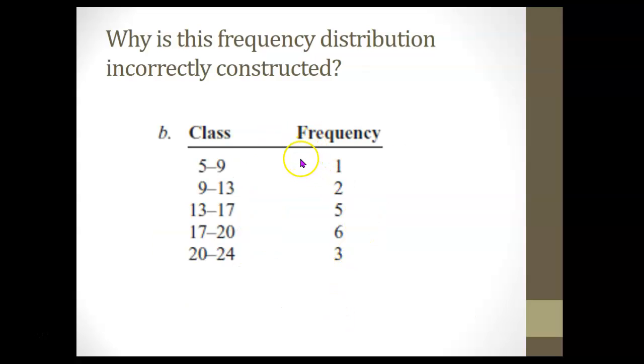What about this example? Can you see what's wrong here? This one should stand out a lot. Here, the classes overlap. The first class ends with 9, but the second class begins with 9. So if one of the data values is a 9, does it get counted in the first class or in the second class? Or does it get counted twice? That's not something we want to happen. So we don't want the classes to overlap. And also, I'm not sure they're all the same width, but the thing that really sticks out to me is that they overlap. And so, bad frequency distribution.